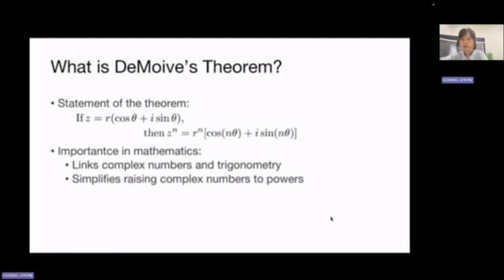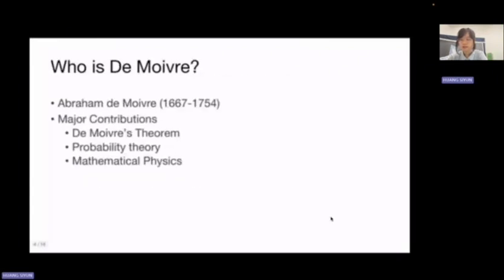So what is de Moivre's theorem? It's a statement that a complex number z in polar form can be represented in this way: r times cosine theta plus i sine theta. To find the nth power of the complex number, we just raise r to the n, and for the other part, we multiply the angles by n. This theorem is very useful in simplifying calculations, solving equations, and proving trigonometric identities.